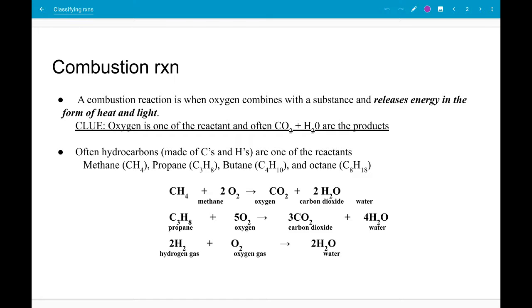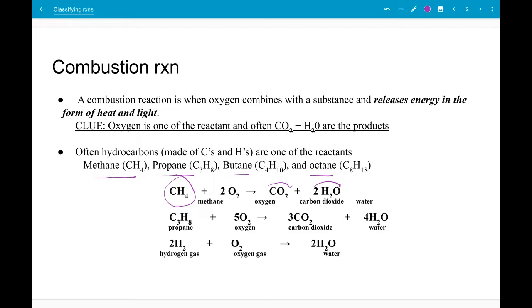And it's a combustion reaction when oxygen combines with a substance and releases energy in the form of heat and light. In this class, we're always going to have CO2 and water as our products for a combustion reaction. So what you'll find is the first reactant is usually a combination of C's and H's, or C's, H's, and O's. And then your second reactant is oxygen, which is again a diatomic, so O2, and it's going to yield CO2 and water. And so sometimes you'll see different names like methane is CH4, propane, butane, octane.